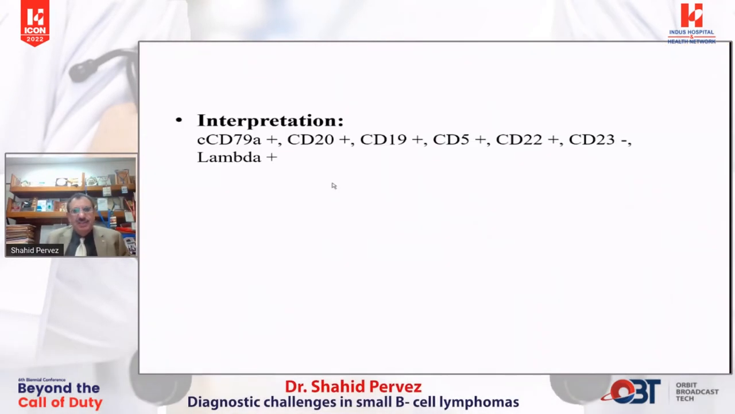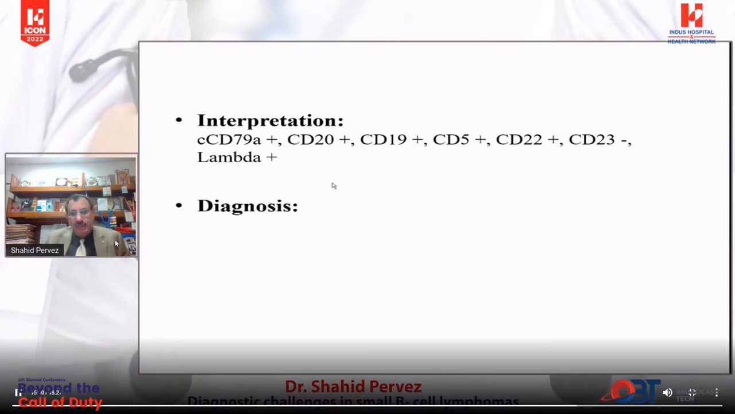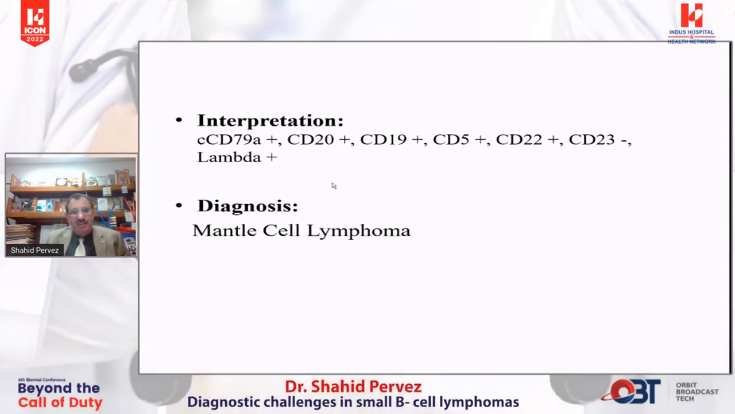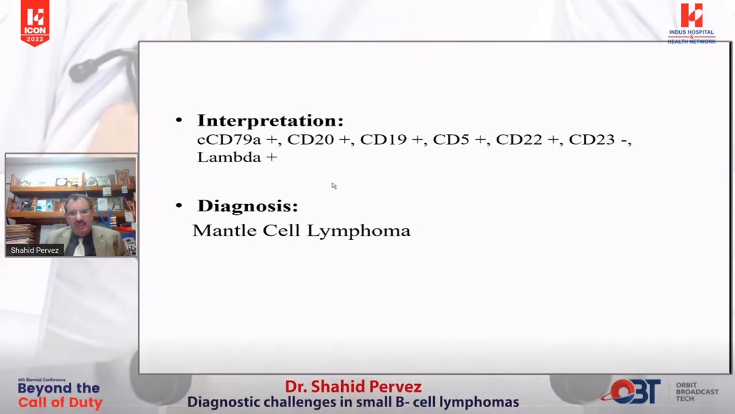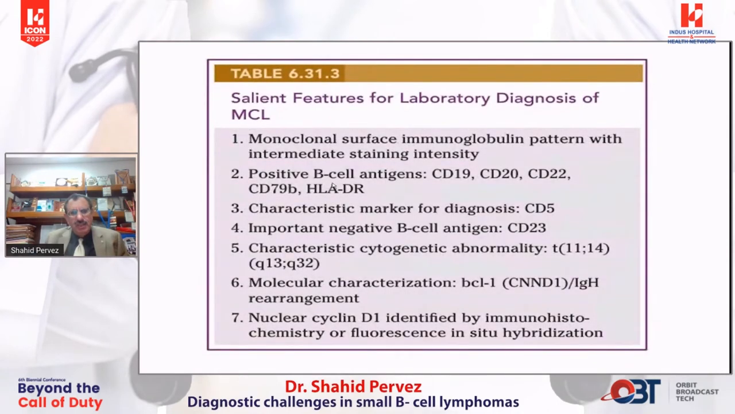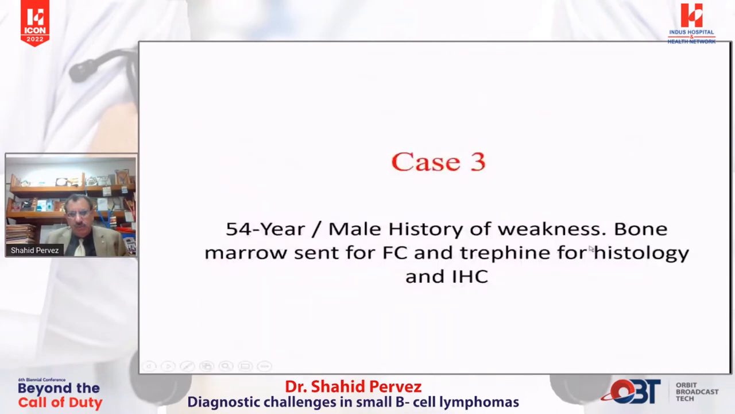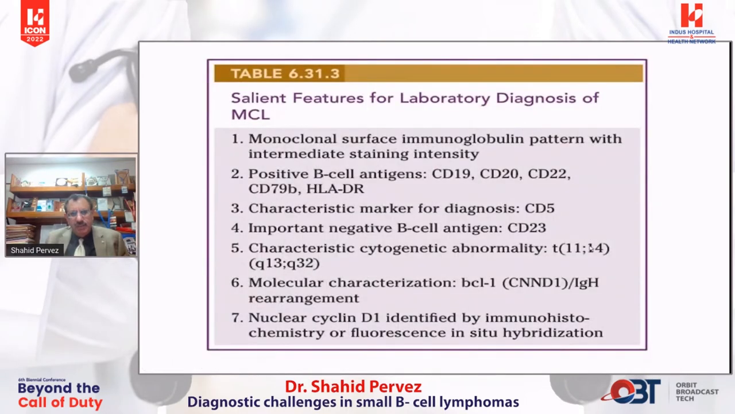Hence, this is a lymphoma which is CD79A positive, 20 positive, 19 positive, 5 positive, 22 positive, 23 negative, with lambda light chain restriction. And on H&E, you have seen the strong cyclin D1 positivity in the nuclei. So that diagnosis is mantle cell lymphoma. Very important, because mantle cell lymphomas tend to recur and they are difficult to cure. These are some of the salient features. The 11;14 translocation leads to the overexpression of cyclin D1.